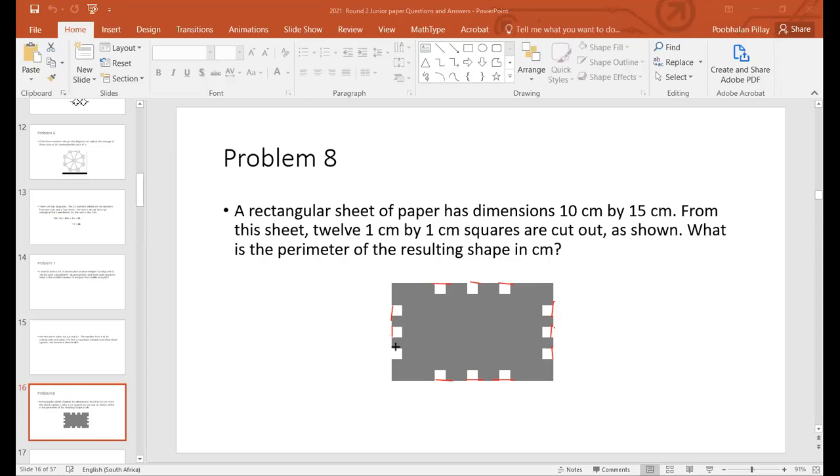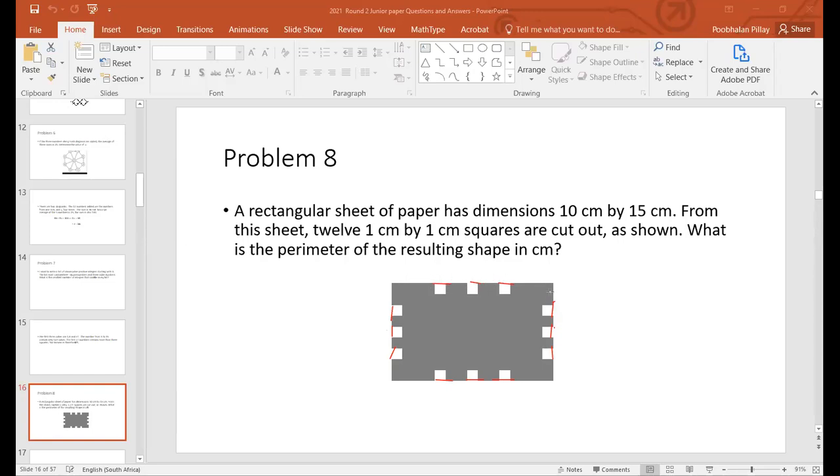So there are 12 squares cut out. And I've just drawn the full rectangle right round. Now the question is, what is the perimeter of the resulting shape? Obviously in centimeters.